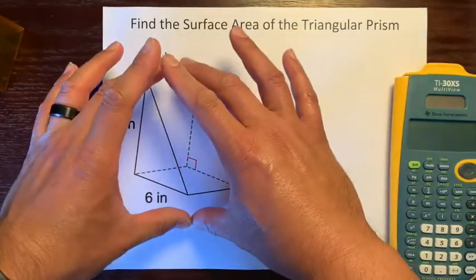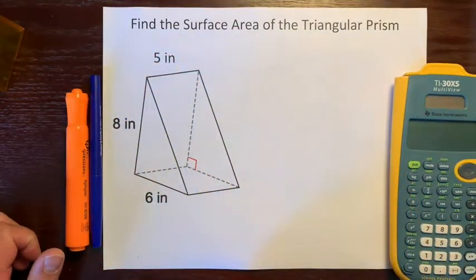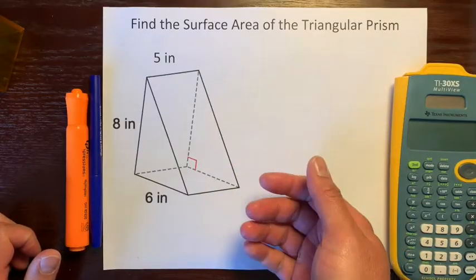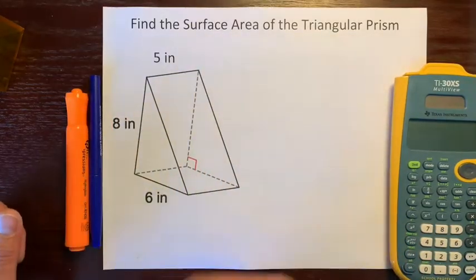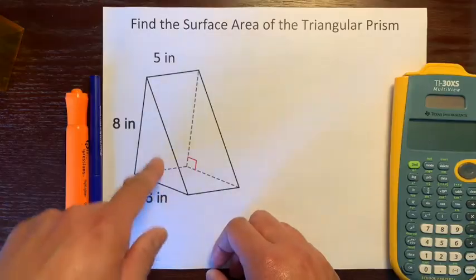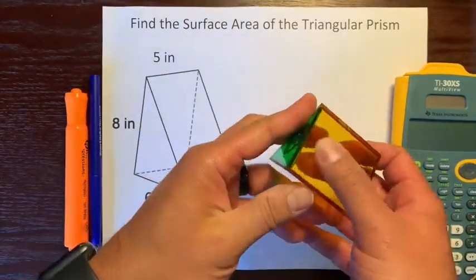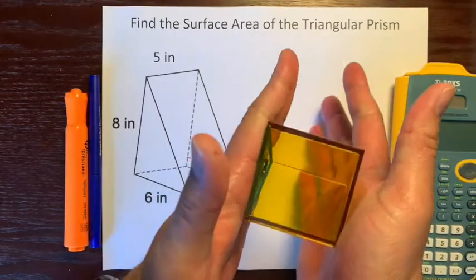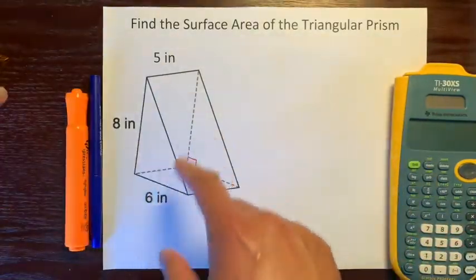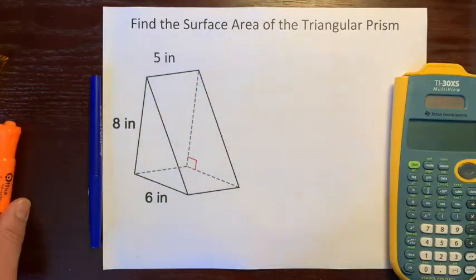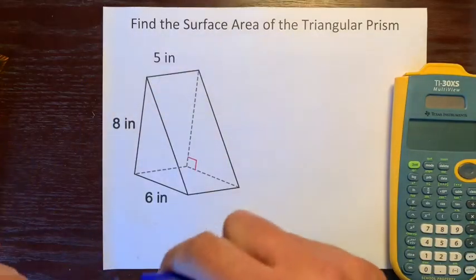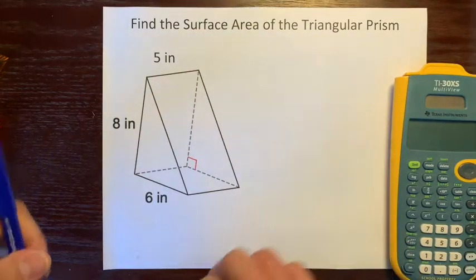So here's the example that we're going to do today. We need to find the surface area of this triangular prism. So remember, area is how many squares can fit on the surface, how many squares would fit on the surface that we can touch. So first, let's think back. What is our formula for surface area of a prism?